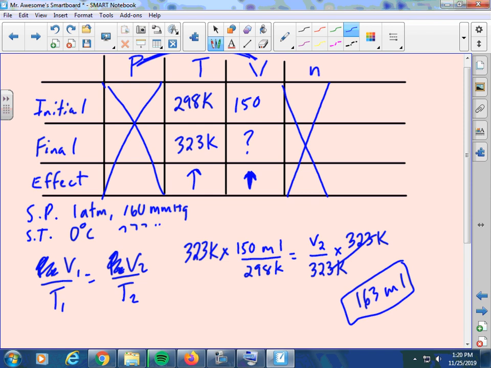I wanted you guys to get some practice with the combined gas laws, using the laws, doing the equations that way, but I'm about to show you a really simple way to do this. But you got to pay attention to this. So let's take a look at number 2.